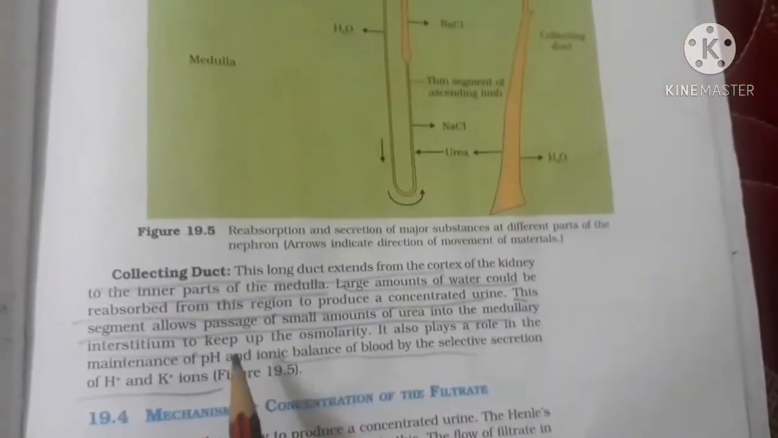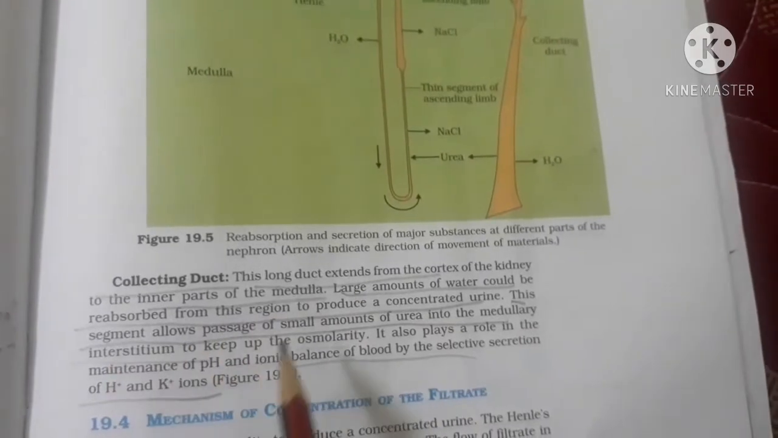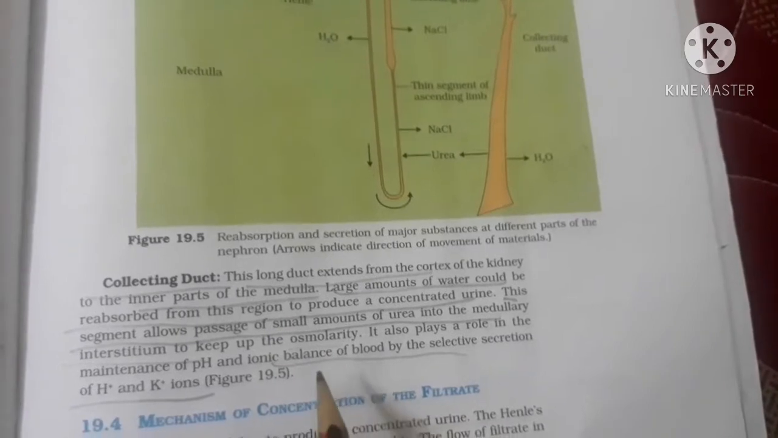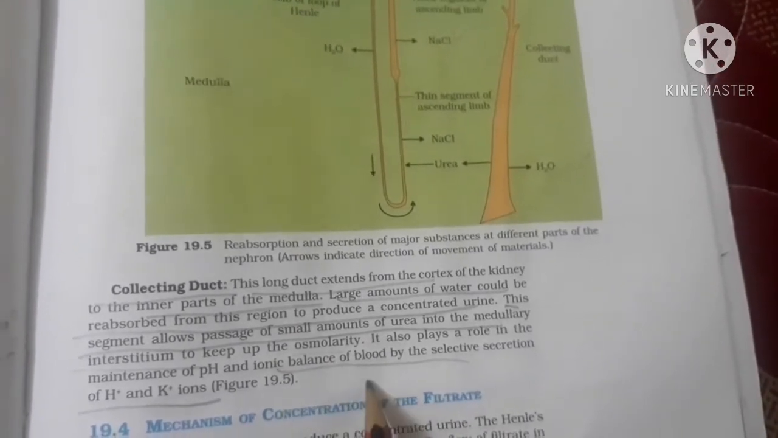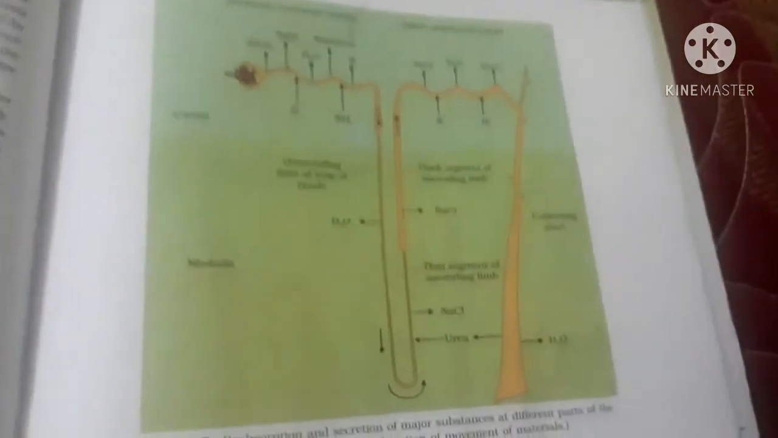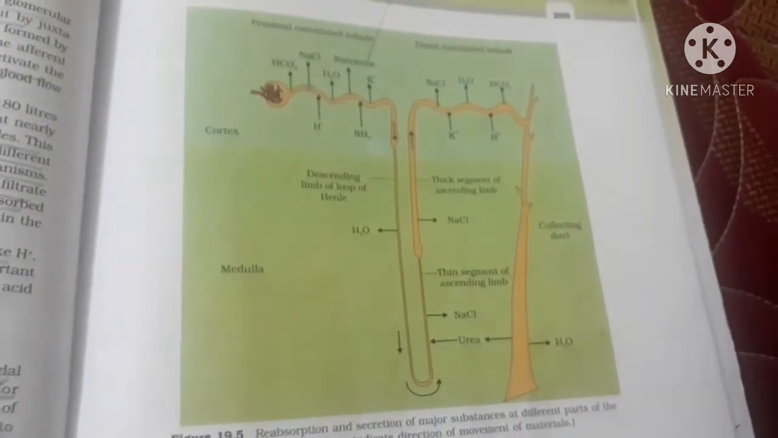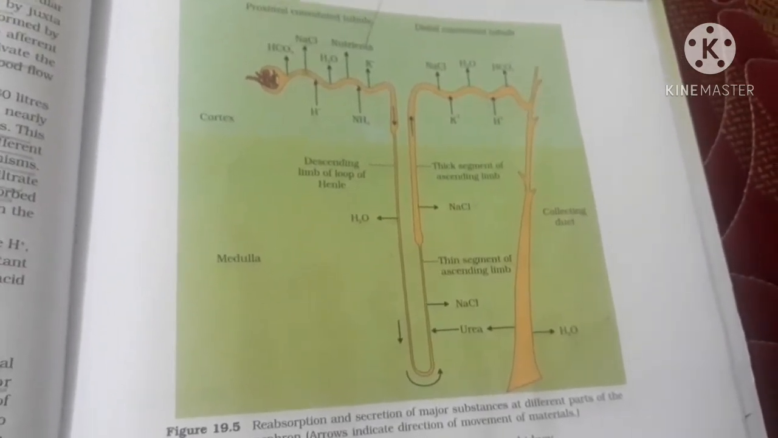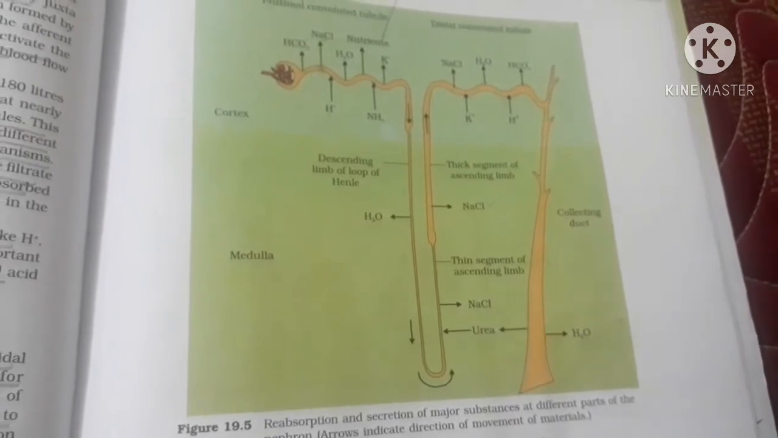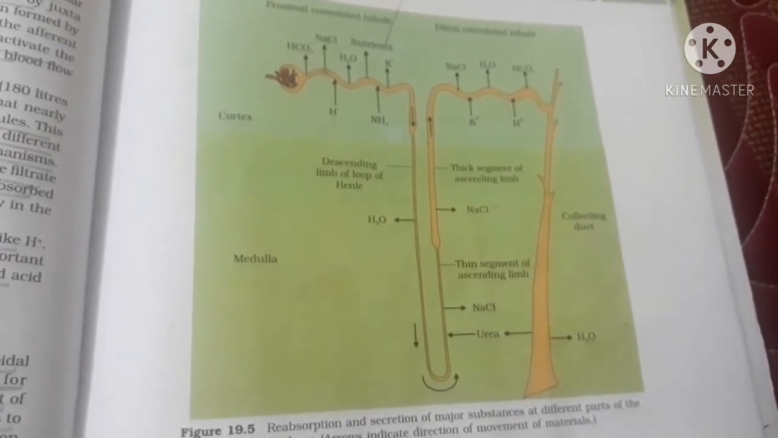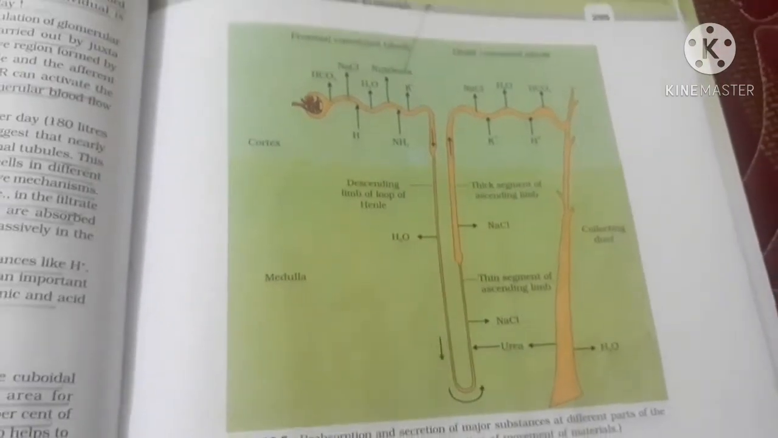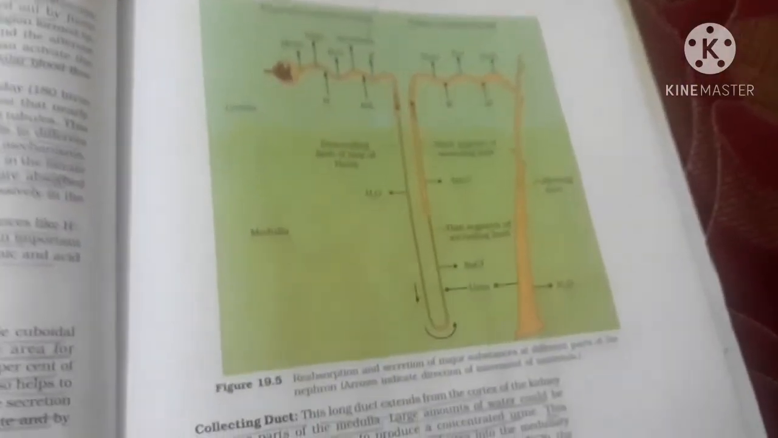So this segment allows passage of a small amount of urea also. And this part is important as it maintains the ionic balance of the body. So this is, children, about the structure of nephron as well as urine formation: how urine formation occurs, reabsorption occurs, secretion occurs, important substances go back to the body, and harmful materials are moved to the filtrate, and finally concentrated urine is obtained. So this was about urine formation, having 3 steps.